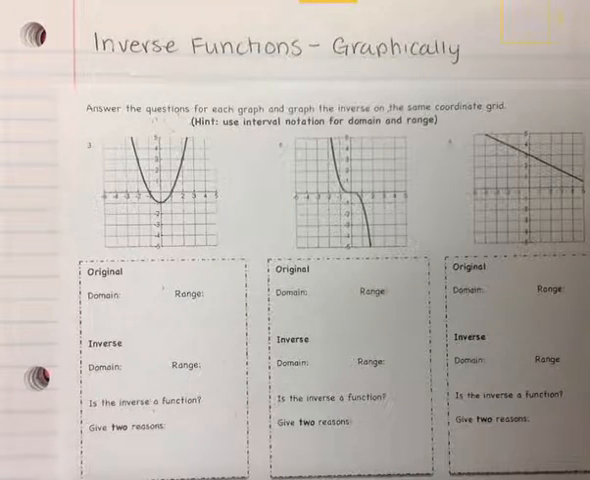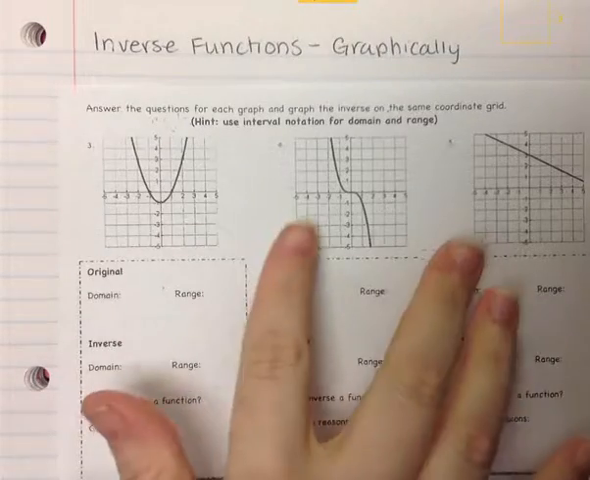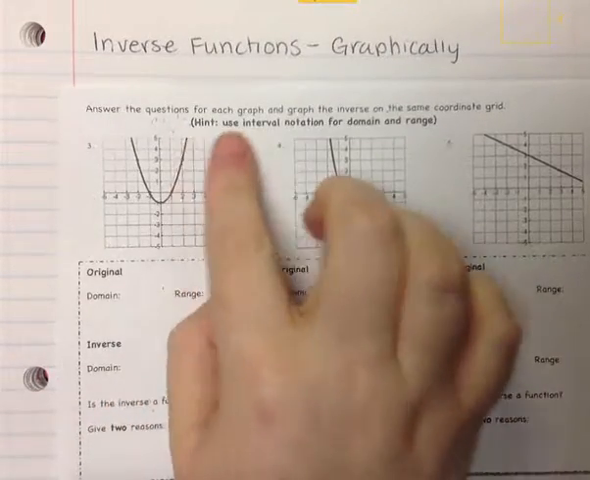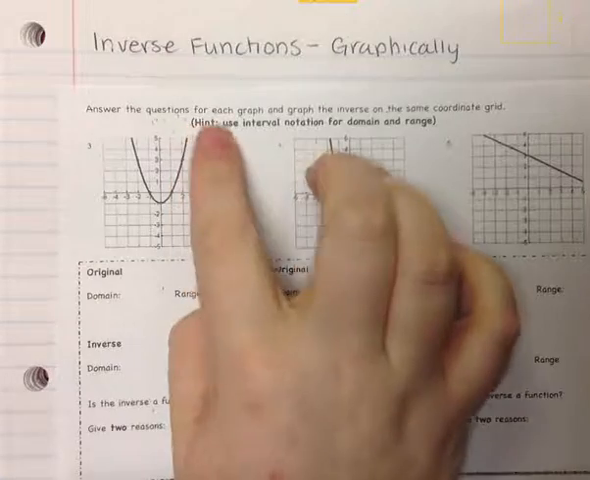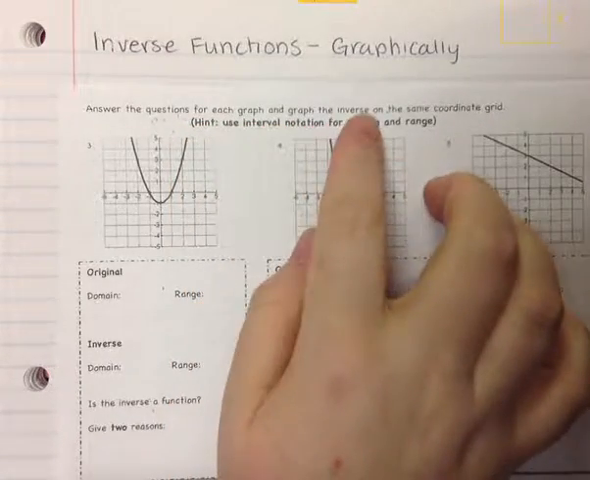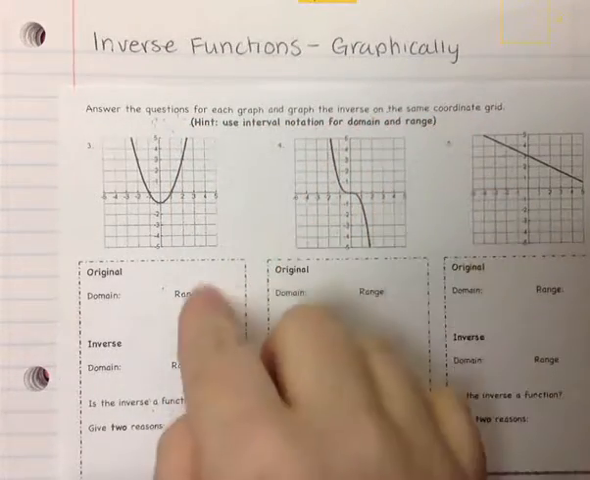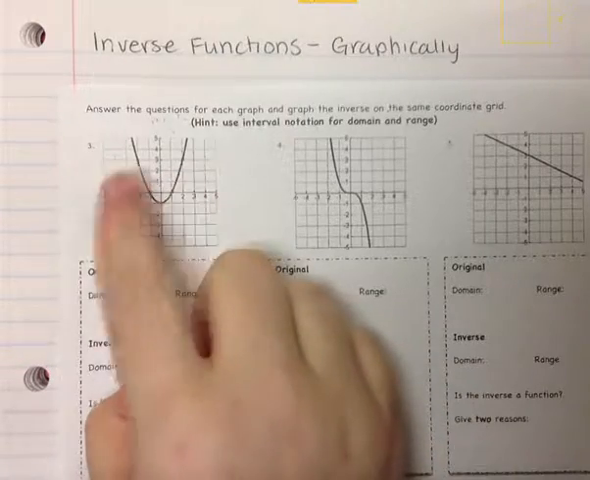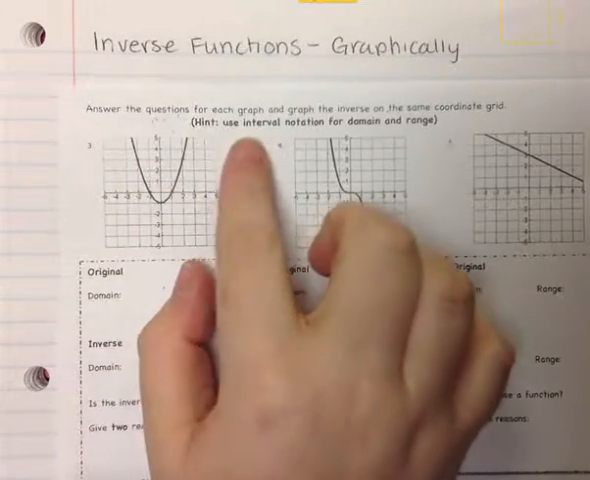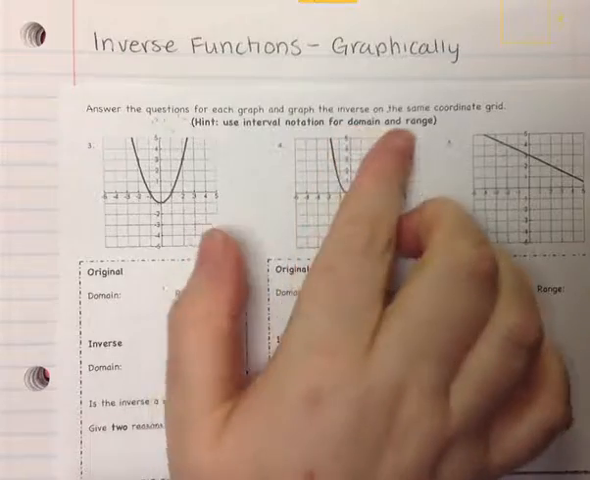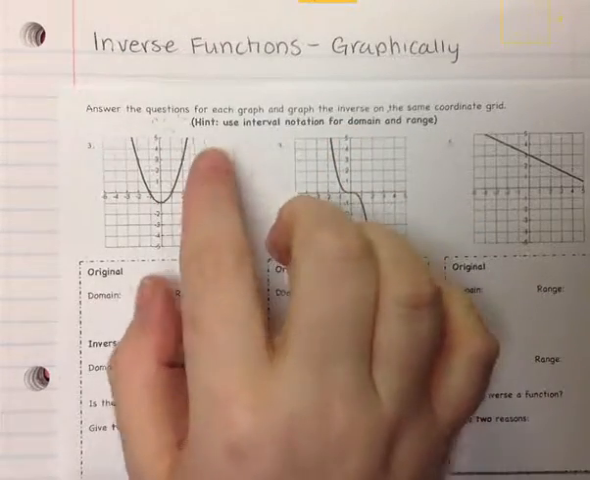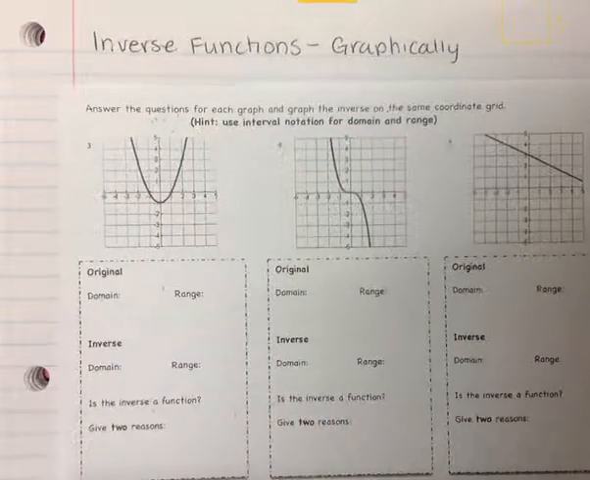So for these examples, we're going to be given the graph, the actual graph of them, and we're going to answer the questions for each graph and graph the inverse on the same coordinate grid. So we will be graphing the inverse on here. We're going to be using interval notation for domain and range because we have the graph. If it was just coordinates, we would be using set notation.